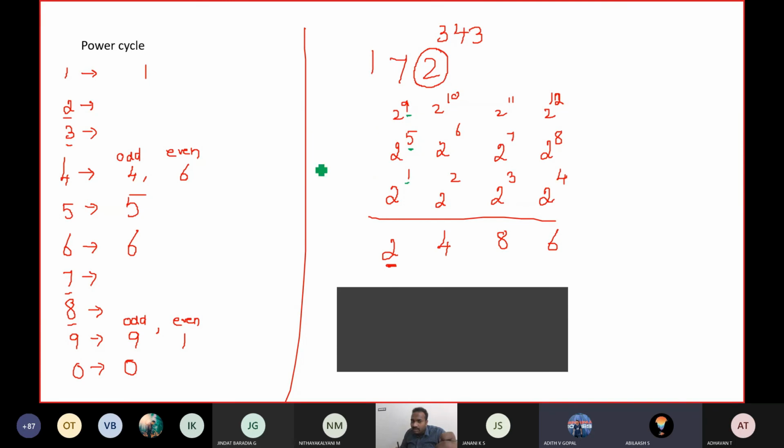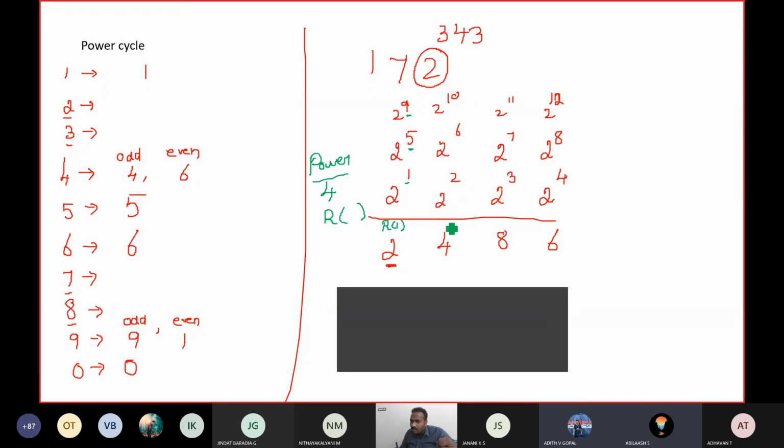And the unique factor about these lines is, take the power values, divide by 4 and check for the remainder. What is the remainder that you get? What is the remainder that we get here? Guys, 5 by 4, what is the remainder? 1. 9 by 4, what is the remainder? 1, sir. 1 again. So if the remainder is 1, then the last digit is 2.